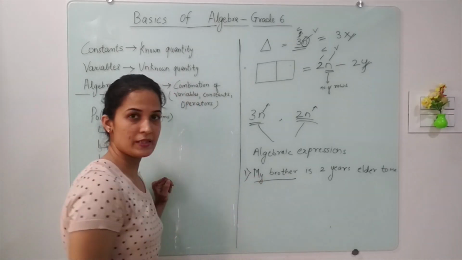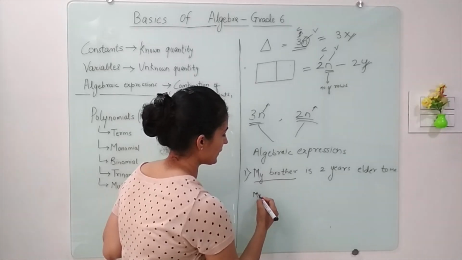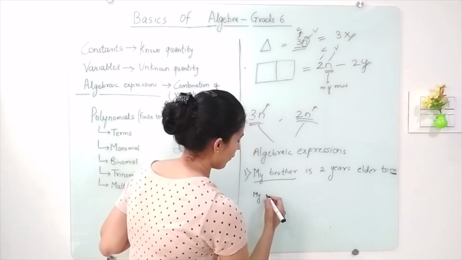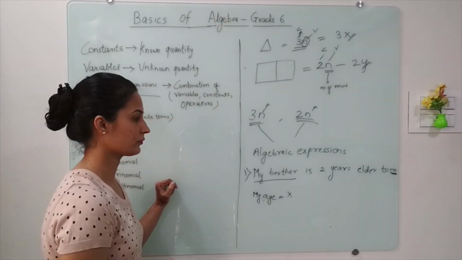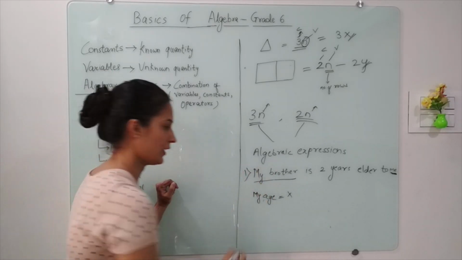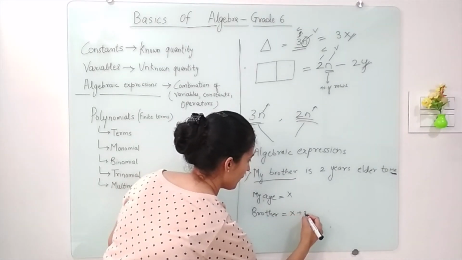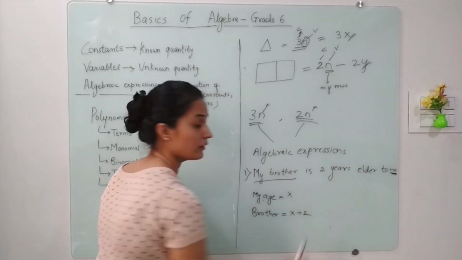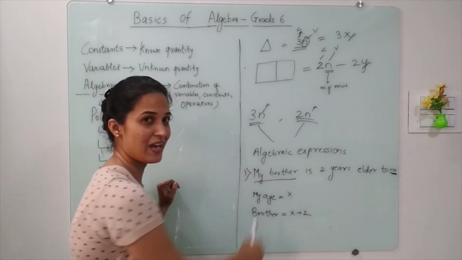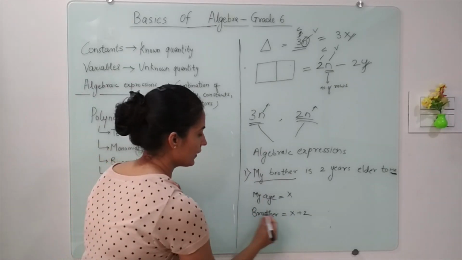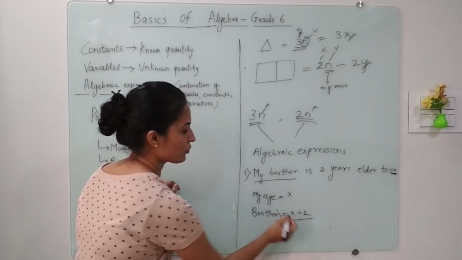What can be the variable in this case? Let's assume that my age, the age of this boy or girl, is suppose x. So what will be the age of his brother? Can I write the age of brother as x plus 2? Because the brother is 2 years elder to this particular boy. So if I assume the age of the boy is x, I can write that the age of brother is equal to x plus 2.